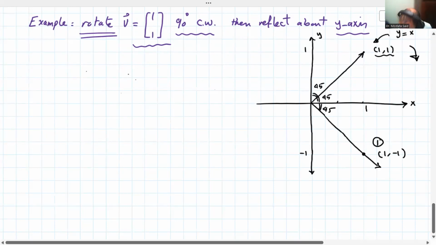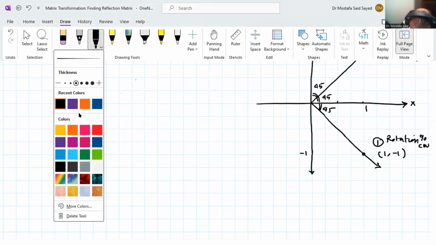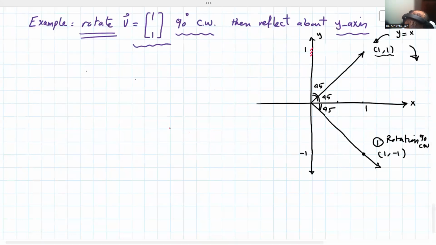This is number 1, the rotation: 90 degrees clockwise, or -90, since we know the positive rotation is counterclockwise. So we move 90 degrees in that direction, clockwise. Then we're gonna reflect about the y-axis. Our y-axis, in another color, will be like a mirror for us. Here is the y-axis as a mirror.